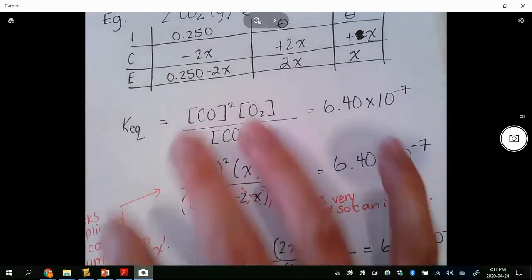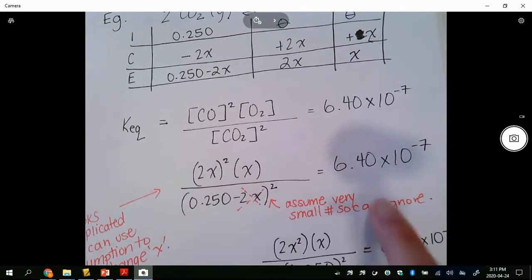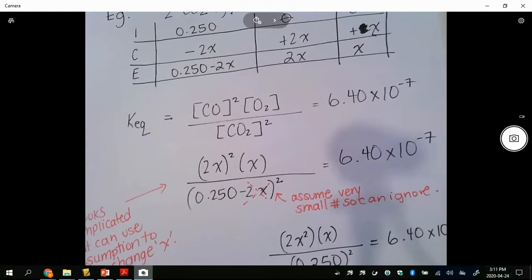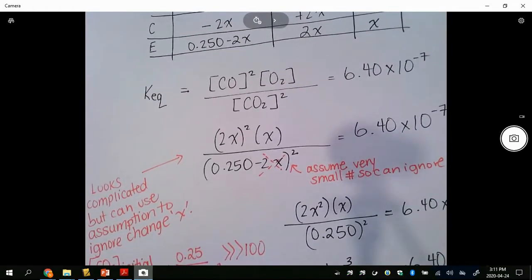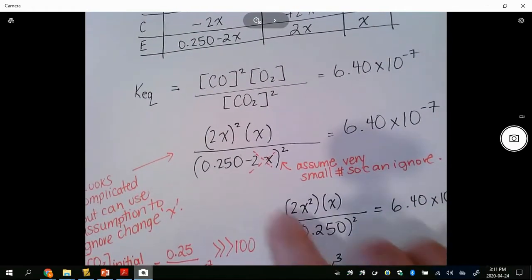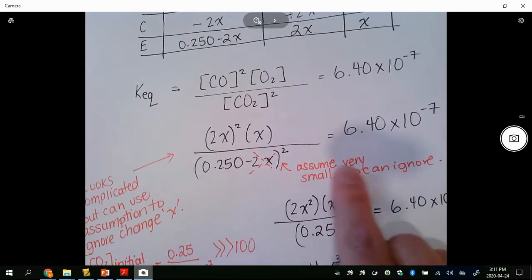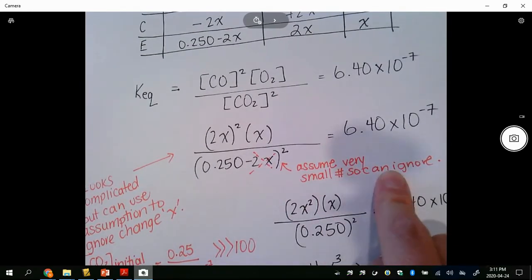Okay, so ignore the stuff in red right now. You just want to write down what's in black. And if you want to pause the video at any time, like I said, feel free to do so. Okay, so as you can see, we are going to assume that this minus 2x is very small, so you can ignore it.